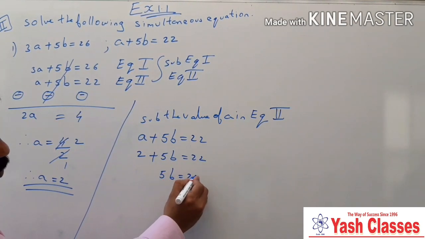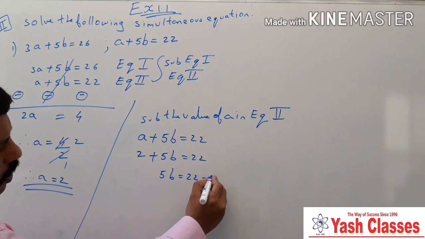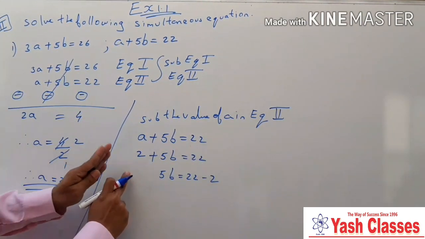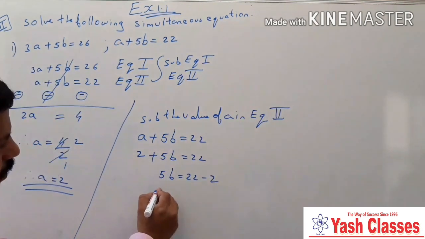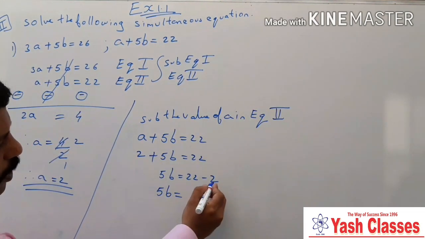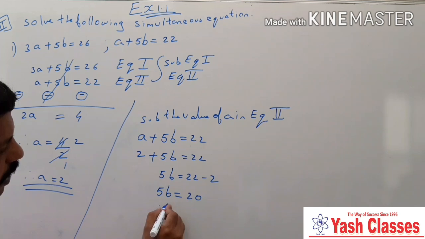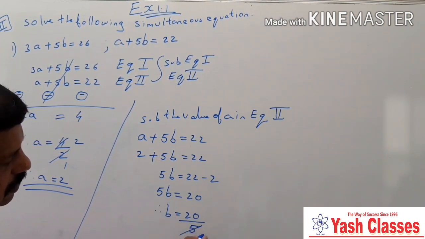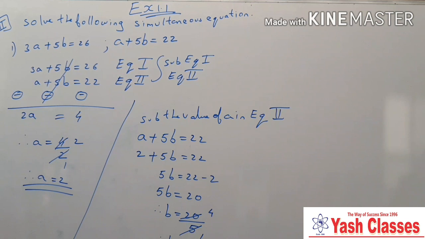5b is equal to 22. Bring 2 from the left hand side to the right hand side, plus 2 will become minus. 5b is equal to 22 minus 2, 20. Therefore, b is equal to 20 upon 5. 5 ones are 5, 5 fours are 20. Therefore, b is equal to 4. So you have found a and you have found b.